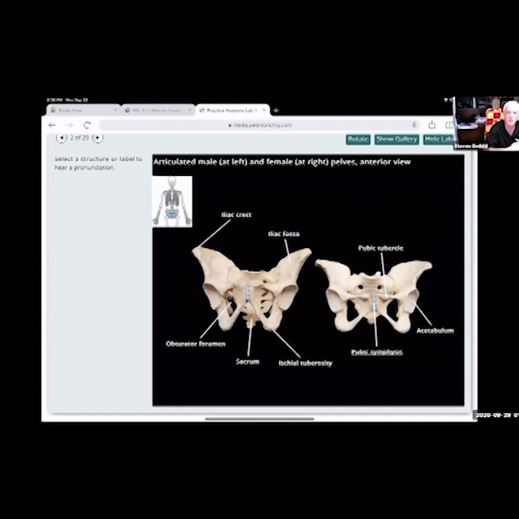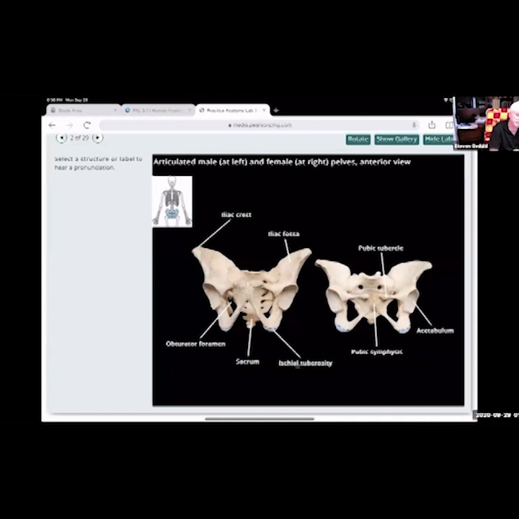If that angle is less than 90, it's male. So on the left side, that's a male skeleton. On the right side, it's greater than 100. That's a female skeleton. So we can tell. On the ischial bone, we have the ischial tuberosity.